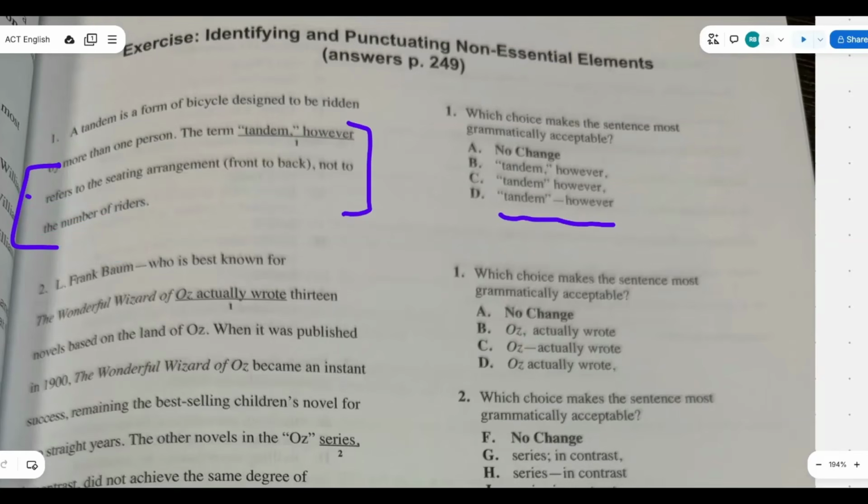So the term tandem, however, refers to the seating arrangement front to back. If we put a single dash in here, the simplest way to think of it is as an explainer, or I joke it's an ADHD moment, and I'm not picking on people with ADHD, I have it myself. So the term tandem, however, dash, you typically wouldn't put it that far up in the sentence. Yes, there's a little bit of an explainer here, but that's not the main focus. So we would eliminate D. I'm going to get more into how you can also eliminate the others.